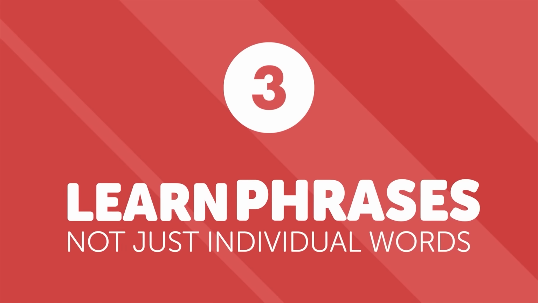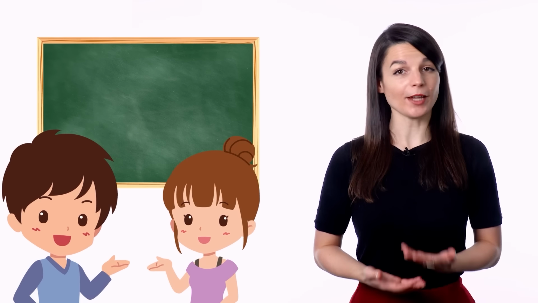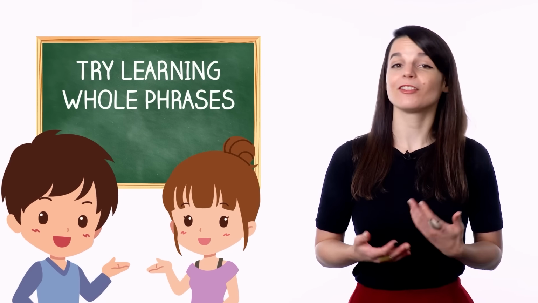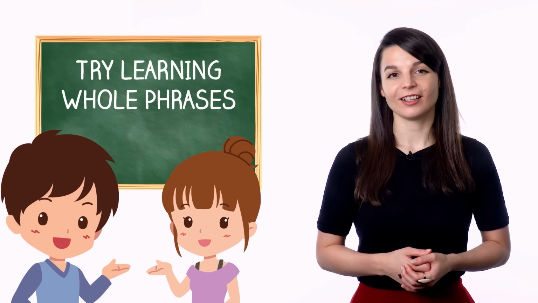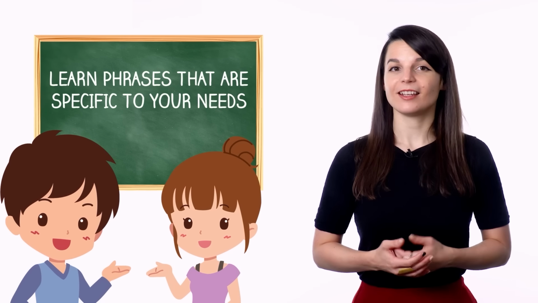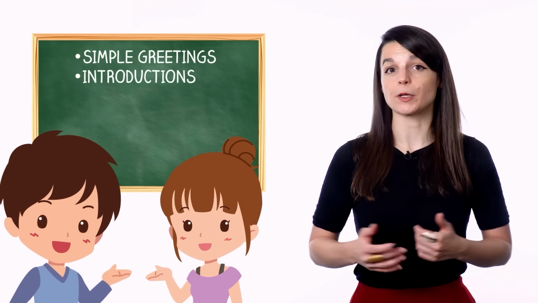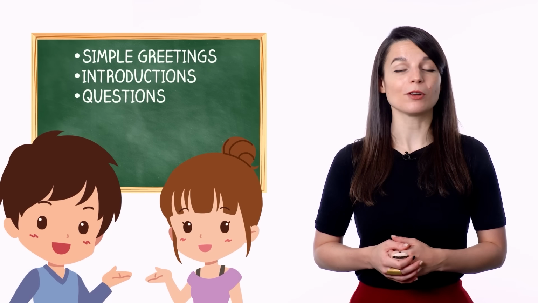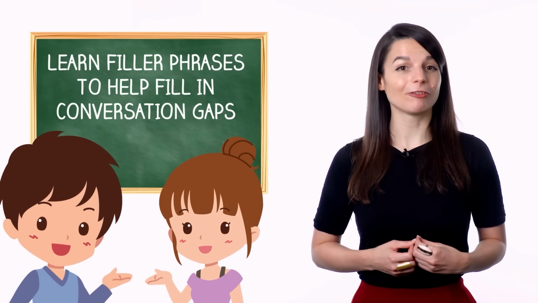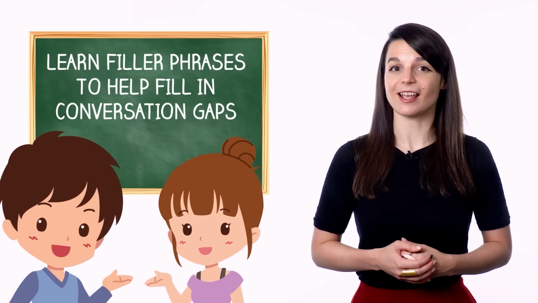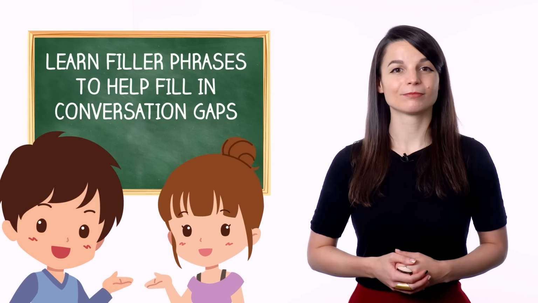Number 3, learn phrases, not just individual words. Learning grammar and individual words is great, but it's not the only approach you should take if you want to speak fluently. In addition to your regular grammar and vocabulary, try learning whole phrases, even if you aren't totally sure how they work grammatically. Learn phrases that are specific to your needs. It's a good idea to learn phrases that are grouped around a certain setting or subject, such as simple greetings or introductions, questions for getting to know someone, or traveling comfortably. You can even learn filler phrases, which you can use so that you have something to say when, well, you don't know what to say. Learning phrases like this will help you become conversational faster.